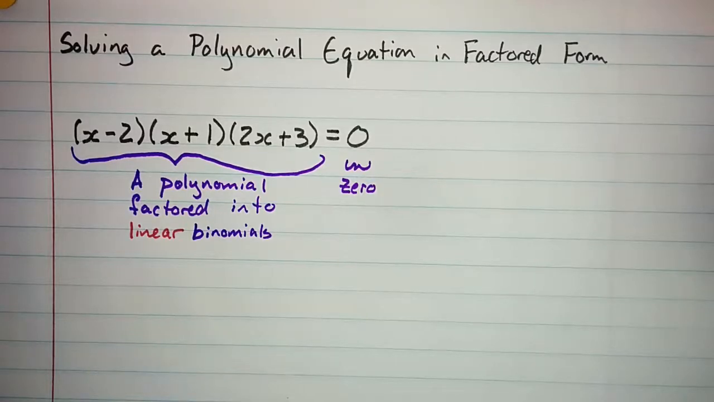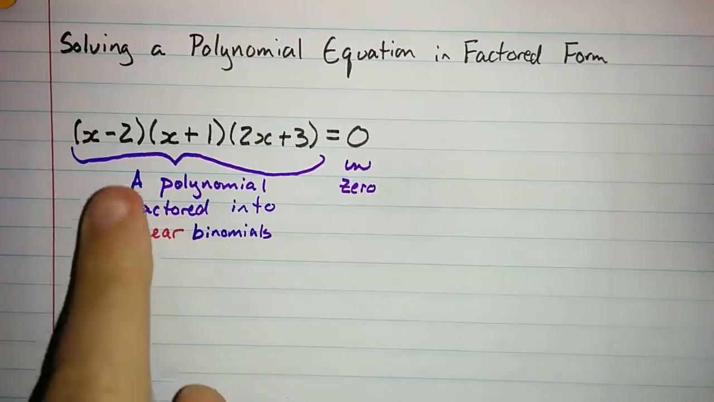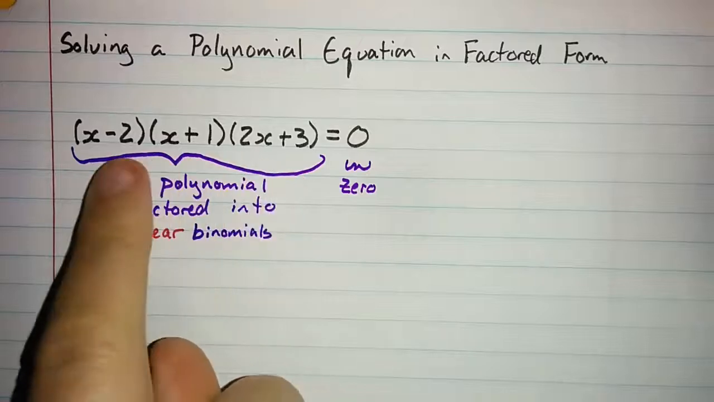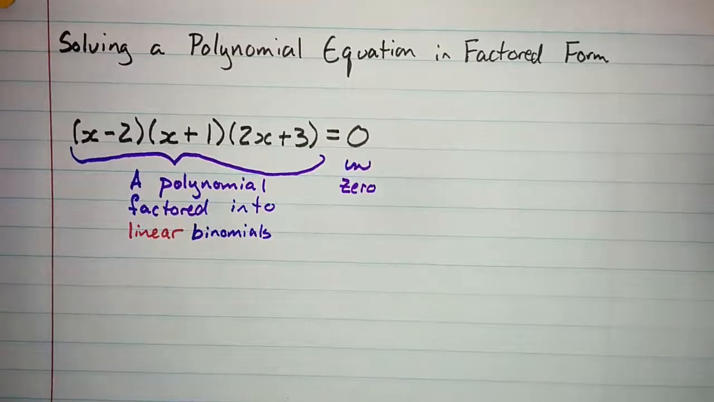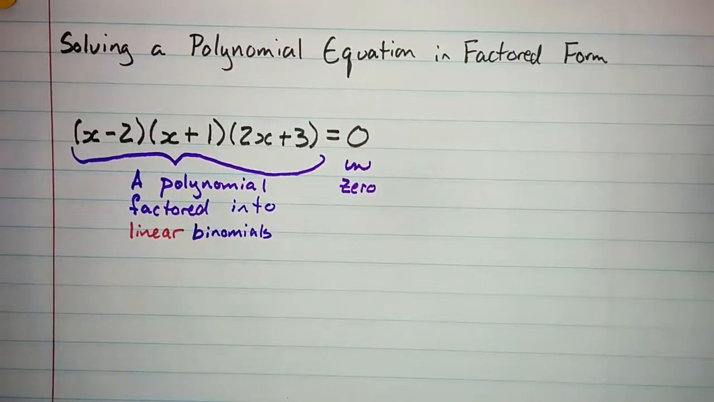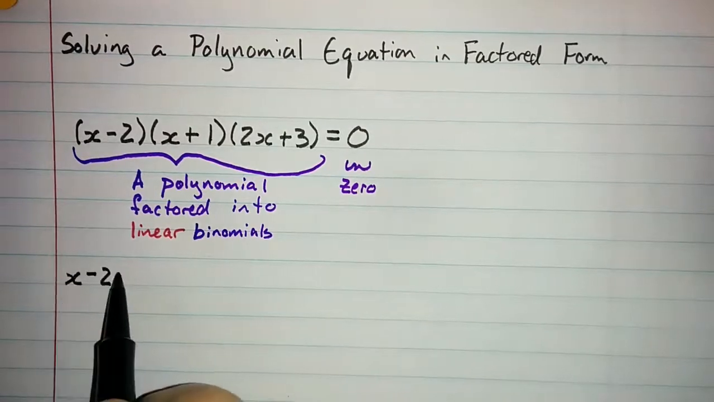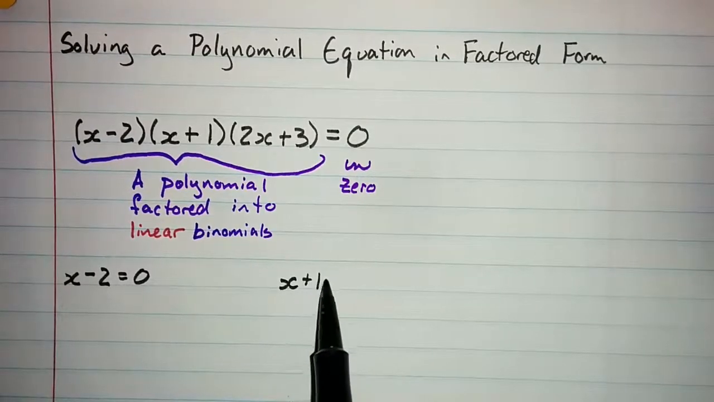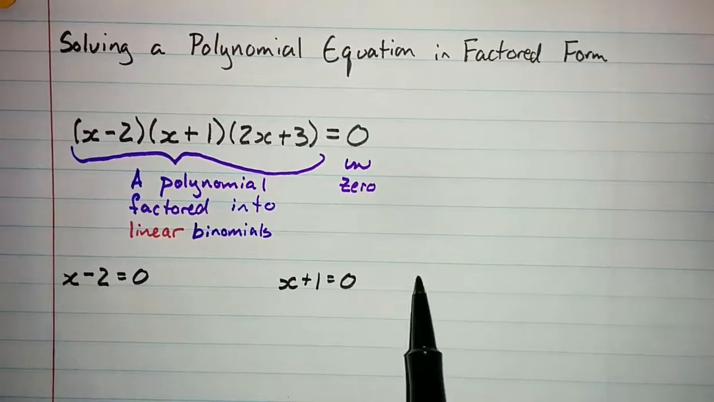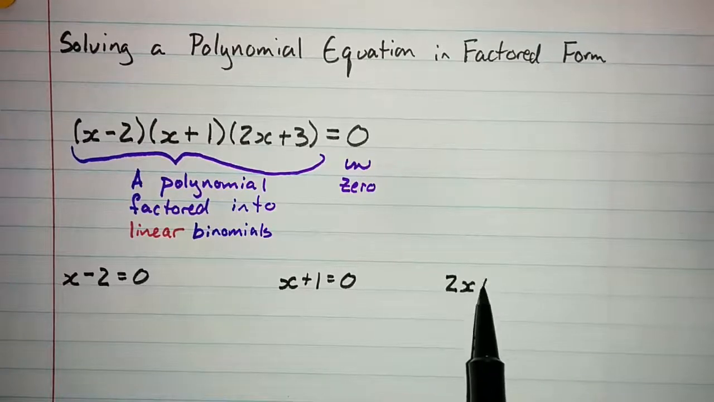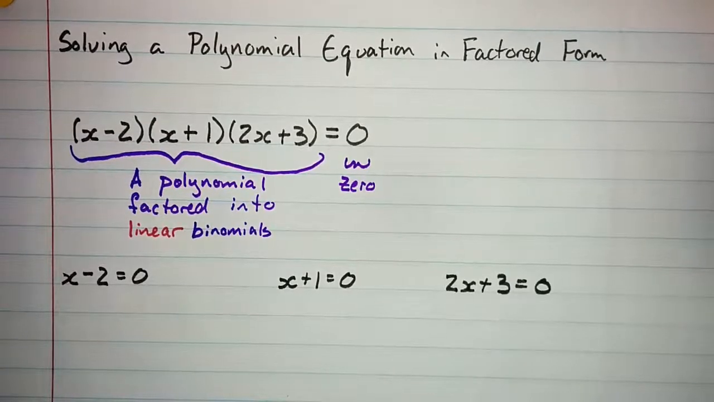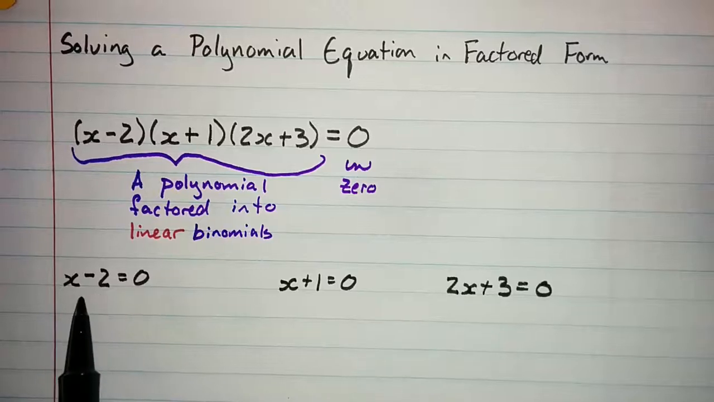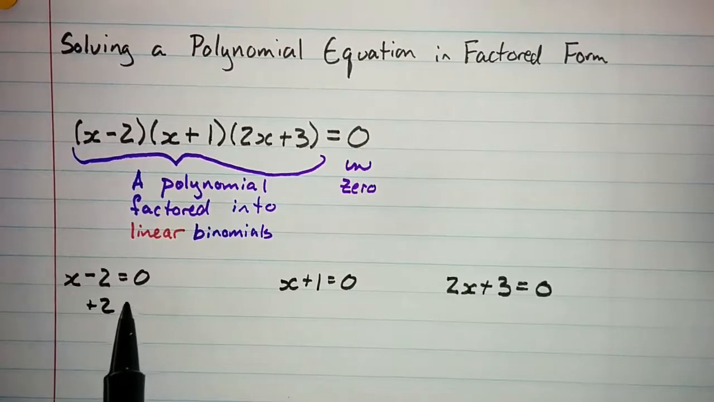We use the zero property of multiplication and say, if when we multiply these three numbers together we get 0, one of them has to be 0. So either x minus 2 is 0, x plus 1 is 0, or 2x plus 3 is 0. Well, we know what to do now. We can solve this equation.